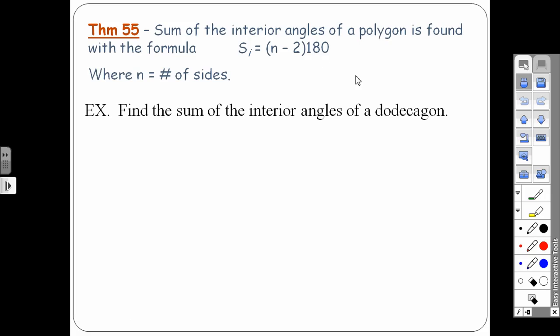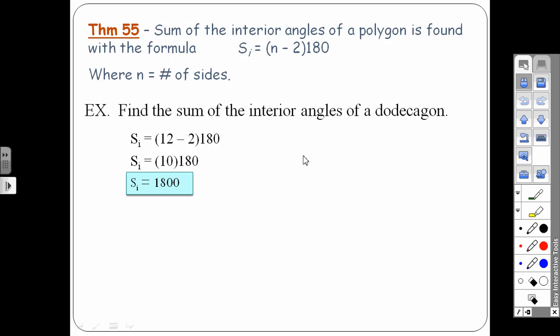So we're just going to use this formula to find the sum of the interior angles of whatever shape we want. So in this case, for this example, a dodecagon. If you remember, that's 12 sides. We plug this into the formula. 12 minus 2, we've got an order of operations, we do this first. That gets us 10. So 10 times 180 is going to give us 1800. So we have 1800 degrees for the sum of the interior angles of a dodecagon.